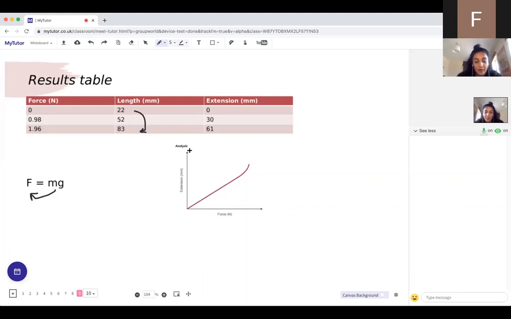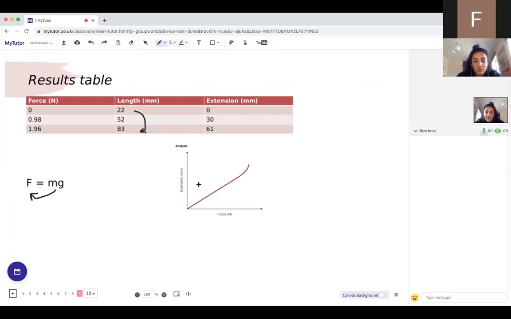And we can plot a force extension graph. Once we start getting a results table, and we're going to be doing this up to 10 masses, up to 1,000 grams, we can plot our points on a graph where we plot force on the y and extension on the x. This is different to what we had before. So before we had force on the y and extension on the x.